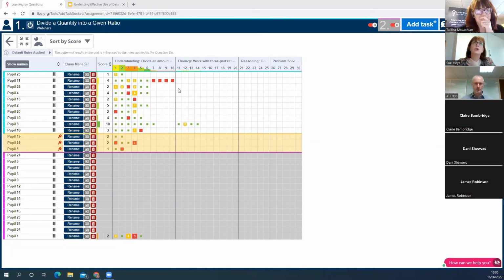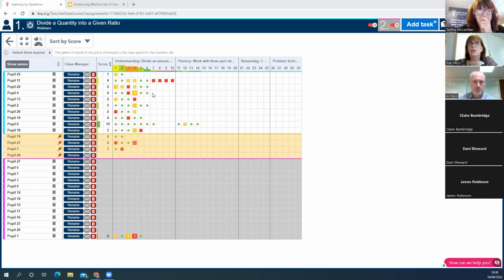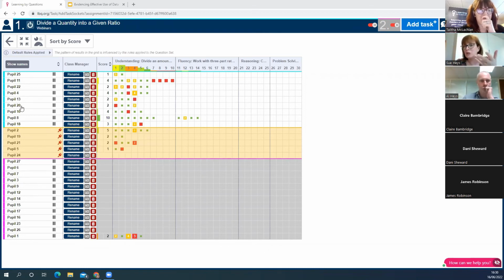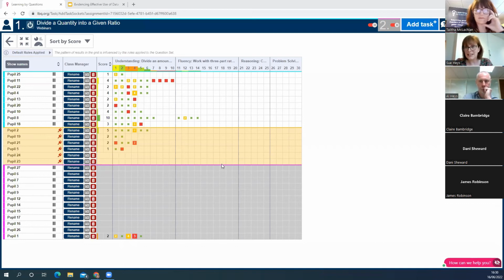So this is what we call our data matrix, and this is live in the moment. This is the data that you have just produced. You might be able to spot yourself on there. I won't show the names, but you can do that. There's lots of functionality in this. The single biggest thing about this data matrix is that it's done my question level analysis for me, and it is in the moment.